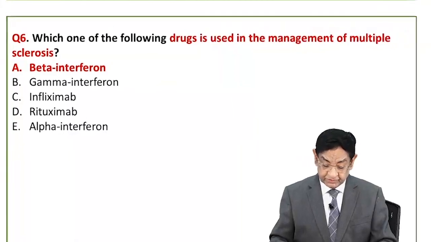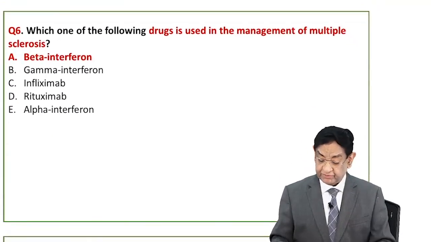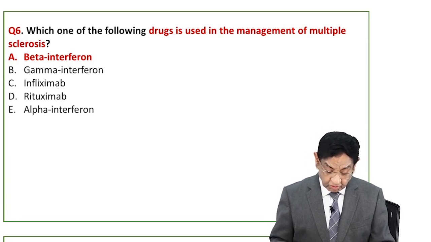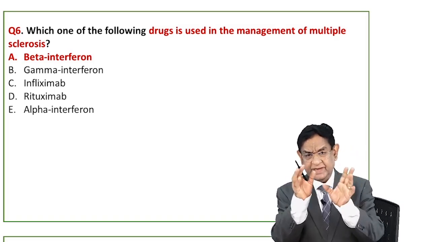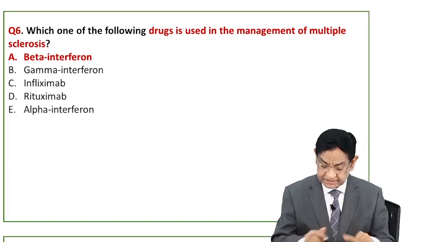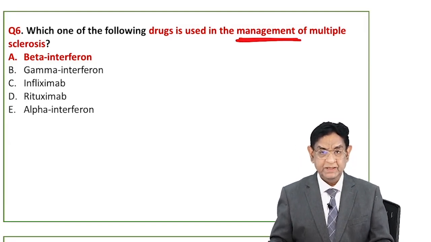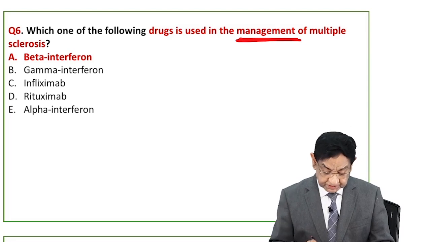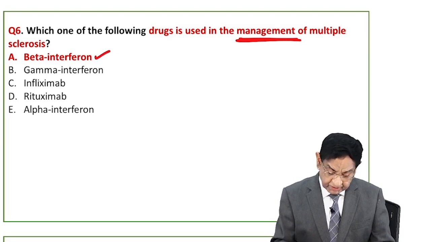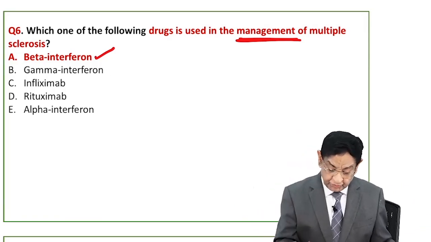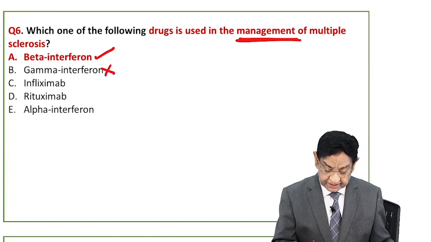Well, which of the following drugs is used in the management of multiple sclerosis? If you look into this, all of them are... Now again, a very confusing question is this. He says in the management of multiple sclerosis. Okay, if you look into the options, beta-interferon, we know that we use as a prophylactic drug. Do we use gamma-interferon? No. Infliximab, no. Rituximab, none of these.